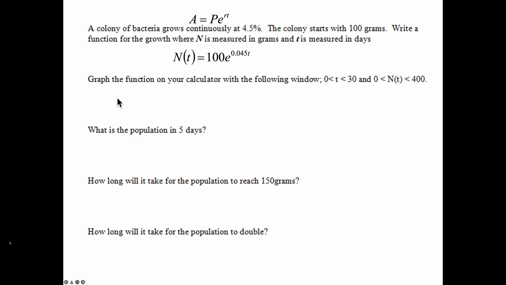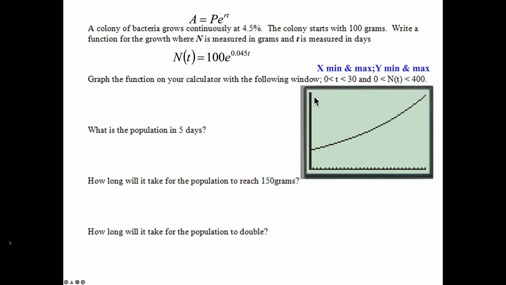Here they're asking us to graph the function on our calculator with the following window. So this is your x min, this is your x max, y min 0, y max 400. So I'm typing this into Y1, 100 second ln, raise it to the 0.045 x power. So we'll put an x instead of a t for our calculator. And we'll graph it with that window. There's my picture.